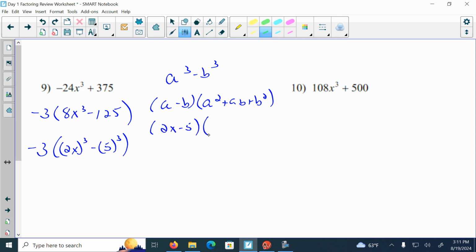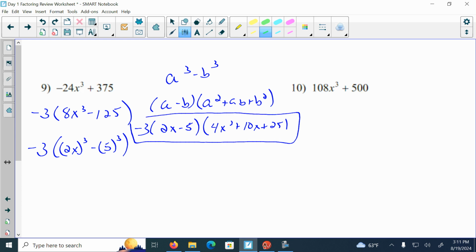I'm going to do a squared, so I'm going to take 2x and square it, and that's going to be 4x squared, plus a times b, and this plus sign stays a plus sign, and I multiply and get 10x. And don't think of this as a negative 5. This formula takes care of the negative sign. You don't even have to think about it. And then 5 squared would be 25. So that's taking care of this part, and then I just have to remember the negative 3. That was part of it, and that is my final answer.